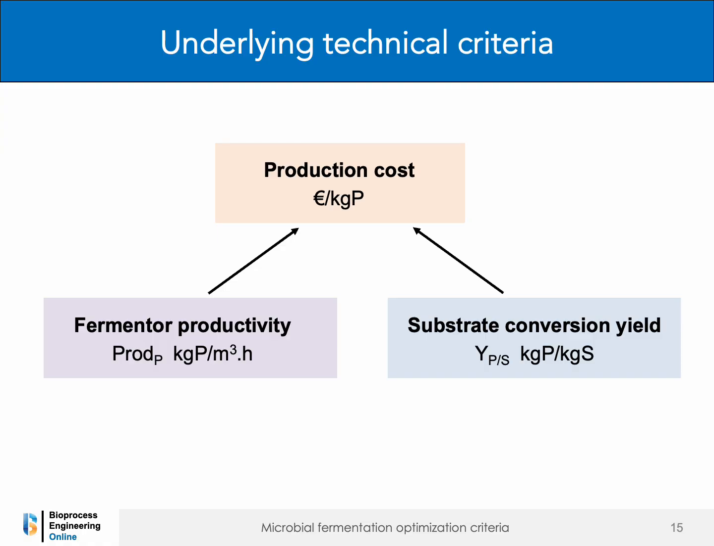Note that the achieved final product concentration is not a key criterion for the fermentation operation. It influences the fermenter productivity and substrate conversion yield. It also governs the efficiency of the downstream product recovery and purification operation.